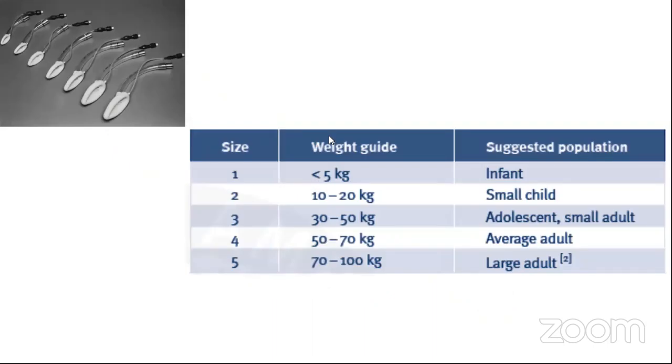Again, there are different sizes, and different sizes fit different patients. And again, I'm advising you not to memorize these tables for a very simple reason. Each laryngeal mask airway has its part of this table written on it. So if an LMA is size 3, you will find this information written on the LMA itself.